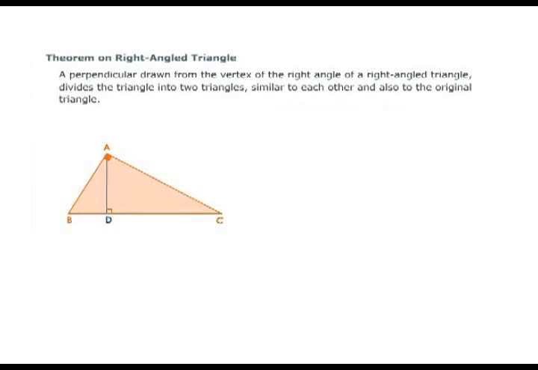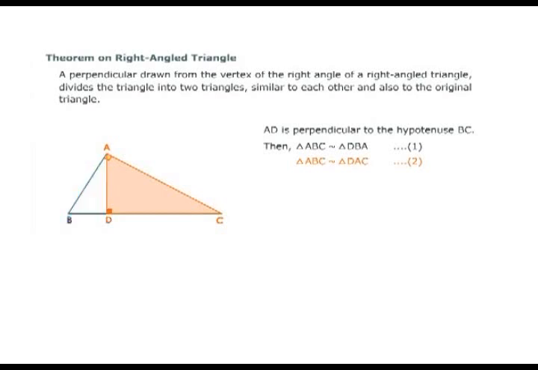In the right-angled triangle ABC, AD is perpendicular to the hypotenuse BC. Then, triangle ABC is similar to triangle DBA. Triangle ABC is similar to triangle DAC. And triangle BDA is similar to triangle DAC.